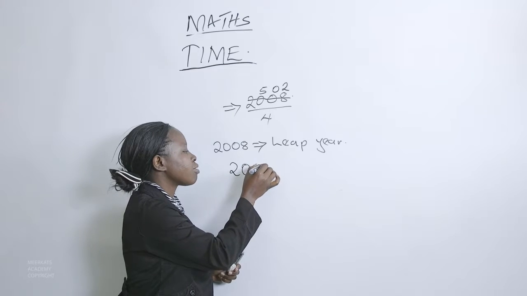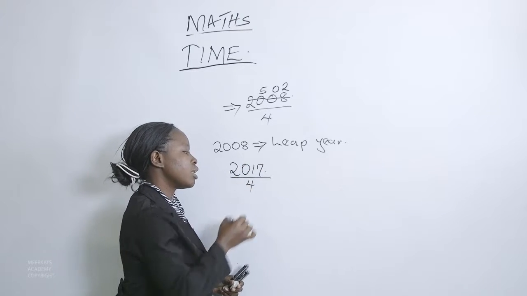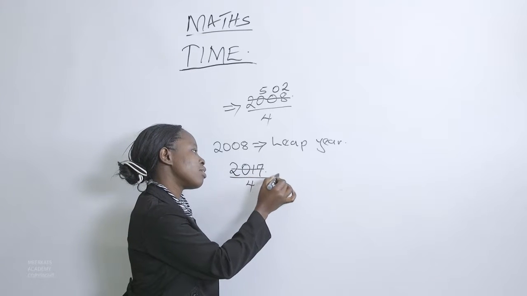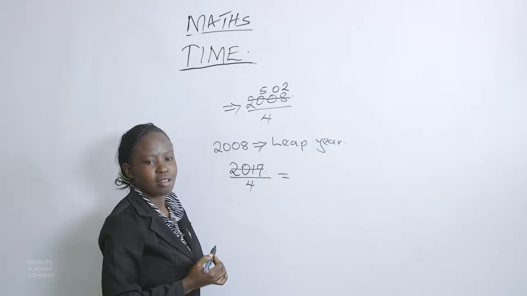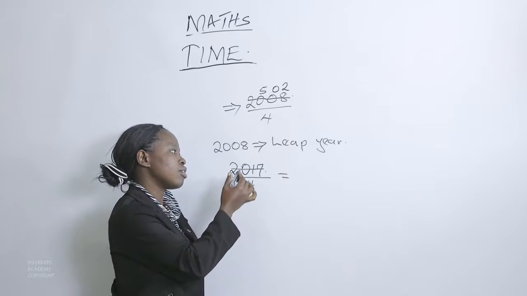So we are talking about 2017 as the year that we are currently in. So we can find out, is our year divisible by 4 or not? So that if my year is divisible by 4, then it is a leap year. But if it is not divisible by 4, it means that it is an ordinary year.